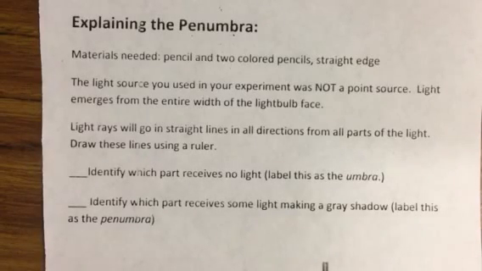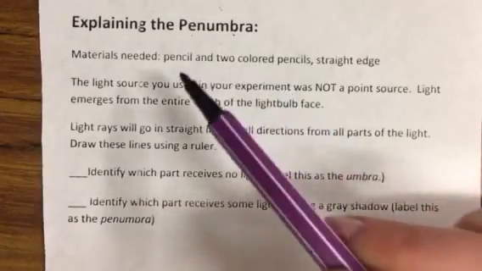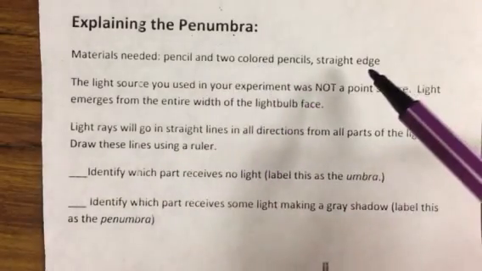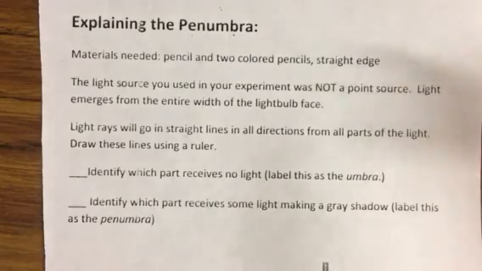Alright, here are the directions for the Explaining the Penumbra handout. As you can see, you need to get up and get a pencil, or if you have your pencil, you need 2 colored pencils and a straight edge, which are over on the side of the room.